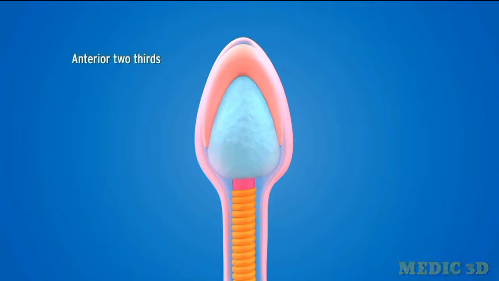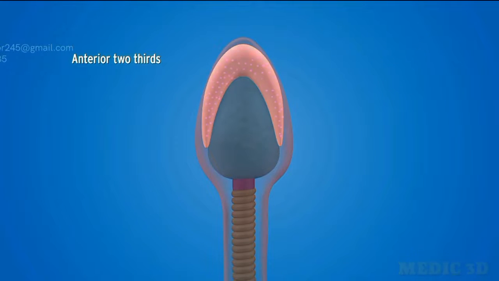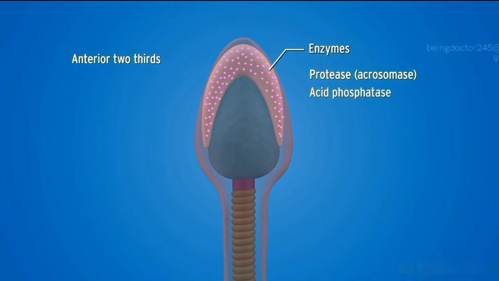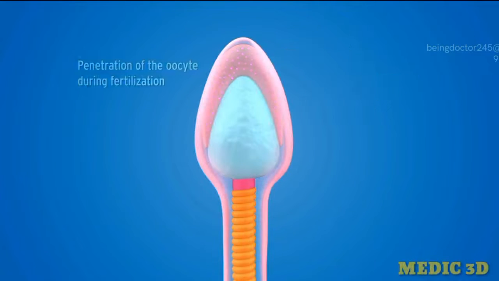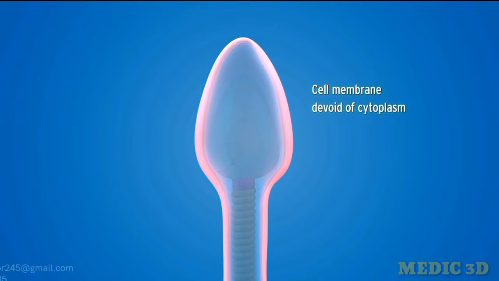The anterior two-thirds of the head is covered by a bilaminar acrosomal cap. This cap contains enzymes such as protease, acrosomase, acid phosphatase, and hyaluronidase, which help in the penetration of the oocyte during fertilization. The head is enveloped by cell membrane and is devoid of cytoplasm.